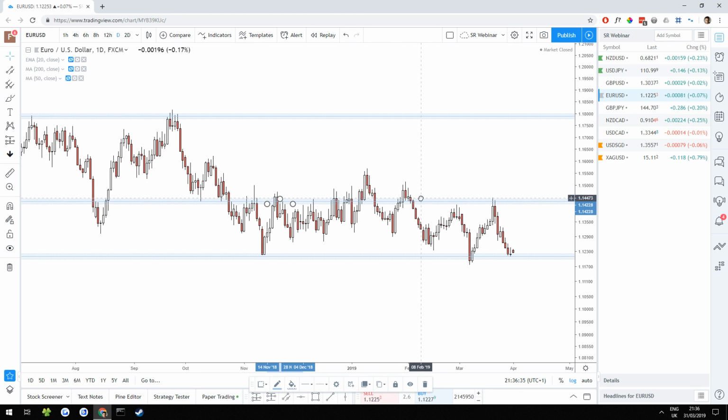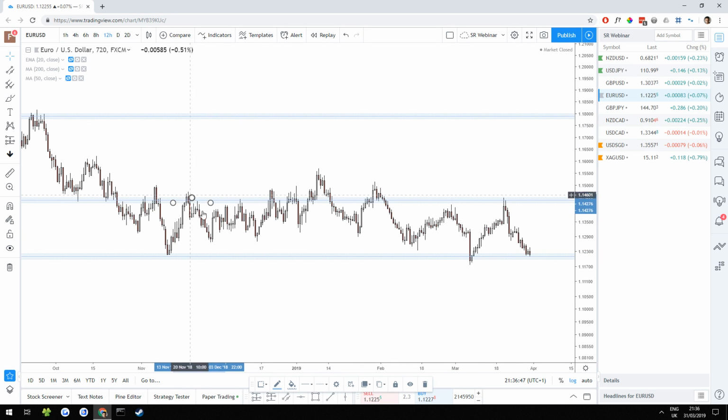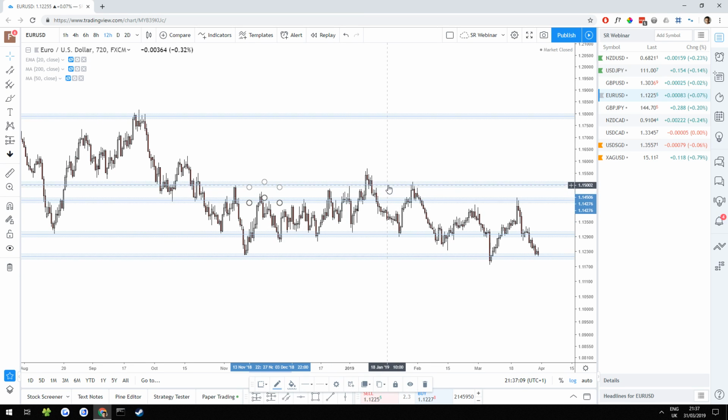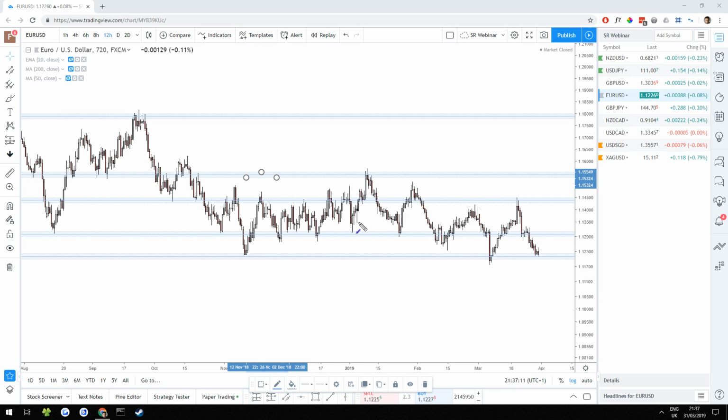Anyway, I'm placing one here because it connects all these bounces here, which are slightly clearer on the 12-hour. If you go to the 12-hour, you can more clearly see these bounces here. I'm going to place one here to connect these bounces. But again, things are just very, very messy at the moment. I'm going to place one here to connect this bounce with these bounces. This is also support resistance.